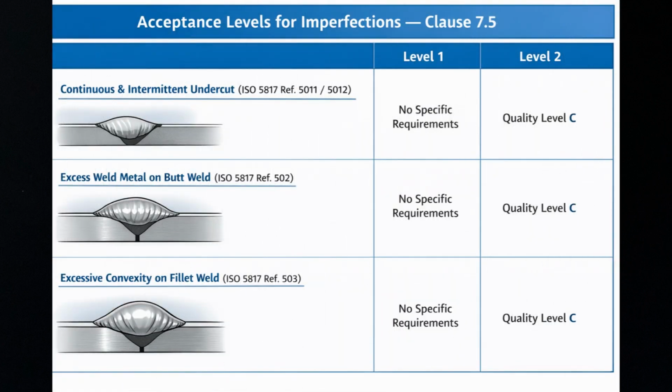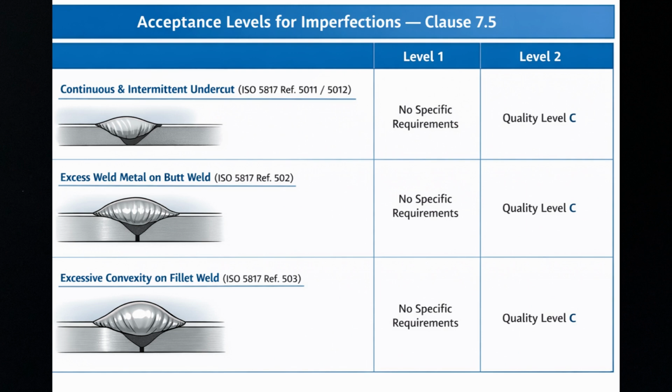Continuous and intermittent undercut, references 5011 and 5012. At level 1, no specific requirements are given. The application standard may impose limits, but the procedure test standard itself does not. At level 2, quality level C to ISO 5817 applies. Excess weld metal on a butt weld, reference 502. Level 1 no specific requirements.